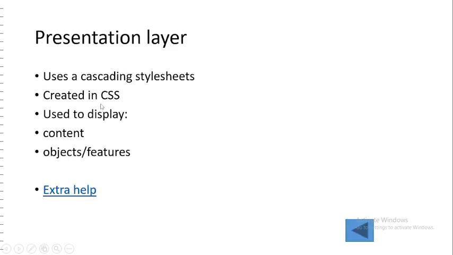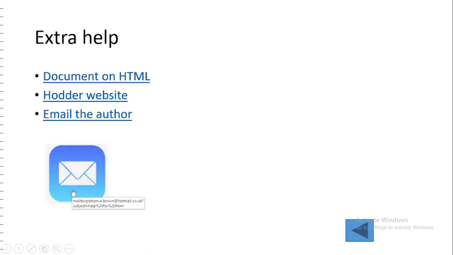When you click on the presentation layer, the presentation layer will display, and from here, from extra help, you will get extra help. Here document on HTML is given. When you click on document.html, the RTF document will open on screen. And if you click on the header website, then the website will open in a browser. And if you click on the email author, it will link to the email server, and the email server will open on screen.